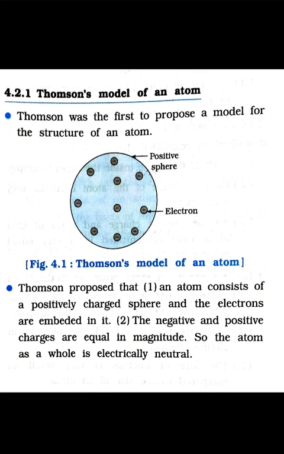Why did he select the gold foil for conducting the experiment, and not any other metal? The reason is that he wanted a layer as thin as possible. This gold foil was about 1000 atoms thick. So Ernest Rutherford selected a gold foil because he wanted as thin a layer as possible.